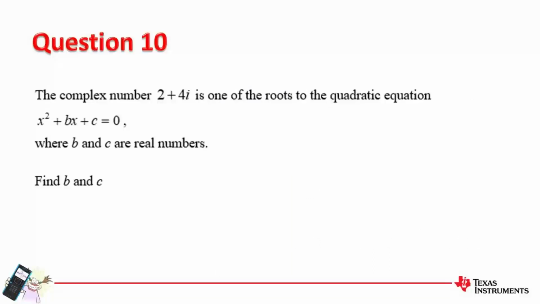The complex number 2 plus 4i is one of the roots to the quadratic equation x squared plus bx plus c is 0, where b and c are real numbers. Find b and c. So how would we do that? If 2 plus 4i is one of the roots, 2 minus 4i is another one, because the quadratic has real coefficients.